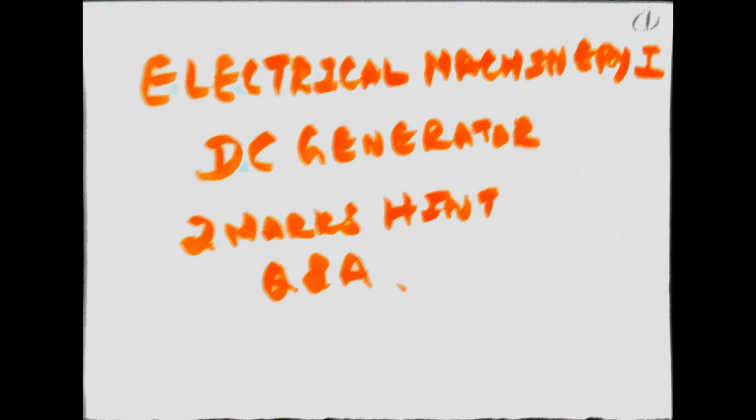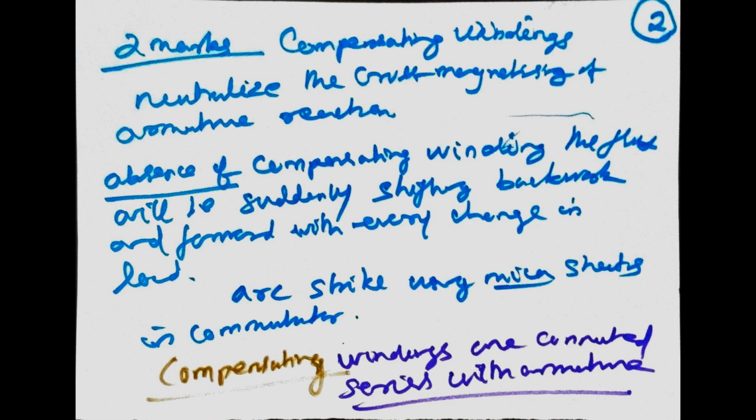Electrical machinery 1, DC generator, 2 marks questions and answers. Cross magnetizing and armature reaction: compensating winding neutralizes the cross magnetizing effect of armature reaction. In the absence of compensating winding, the flux will suddenly shift backward and forward with every change in load, and arcs strike across the mica sheets in the commutator.